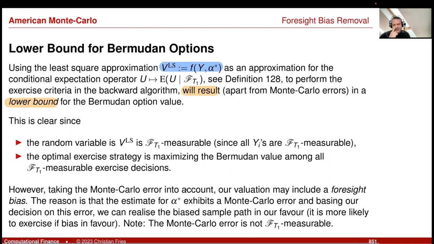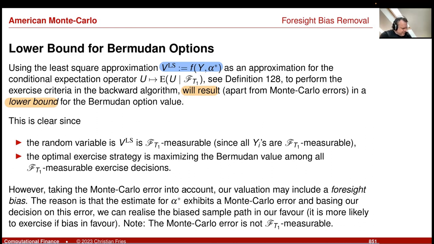Okay, so why is this? The thing is that in my backward algorithm, I now use my conditional expectation estimator to make the decision. And the optimal decision is the one where I use the exact correct conditional expectation. So that is the best possible decision in time t1, an FT1 measurable random variable that I could make. Any other random variable will lead to a suboptimal decision. So I make some mistakes.